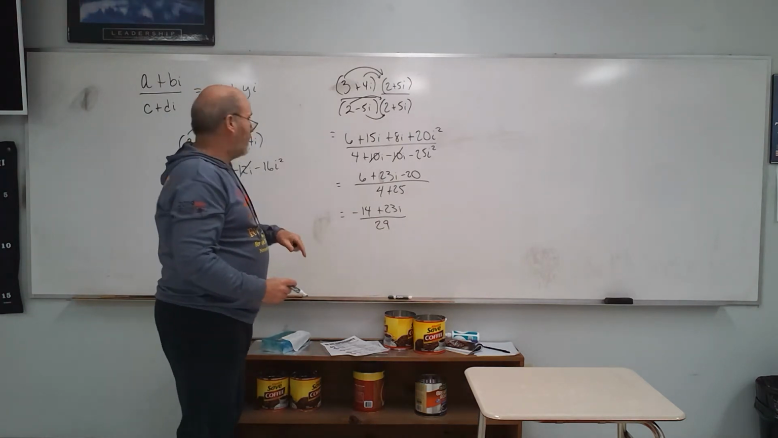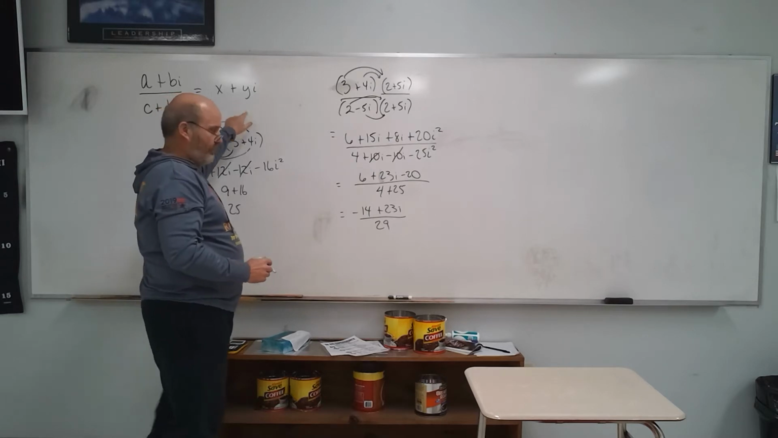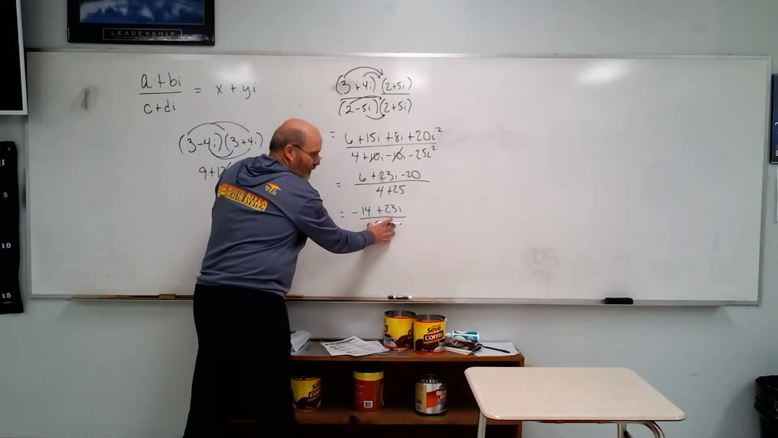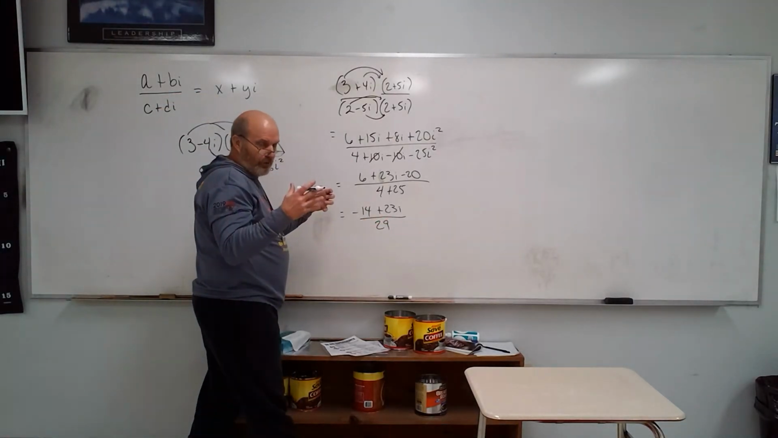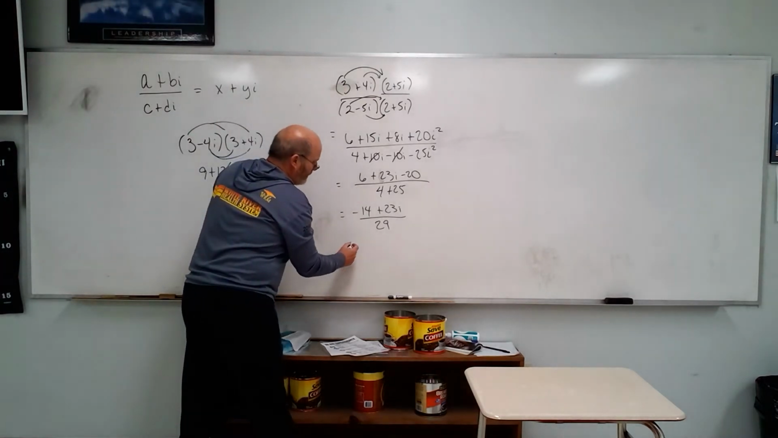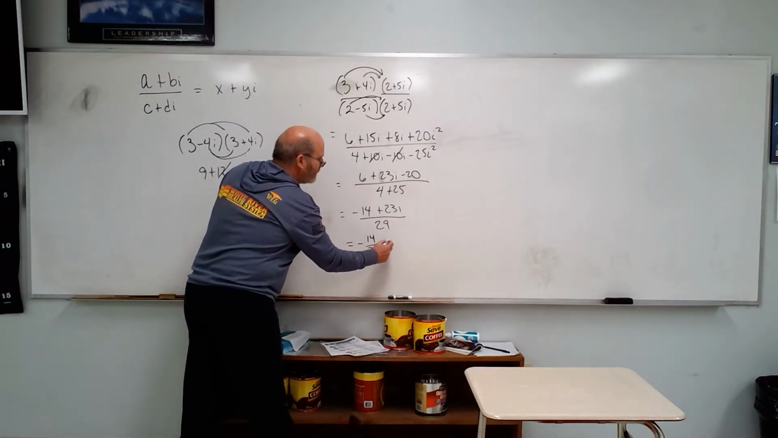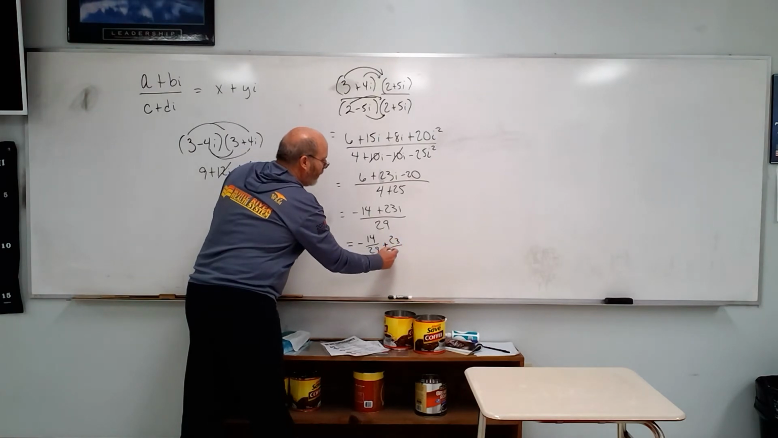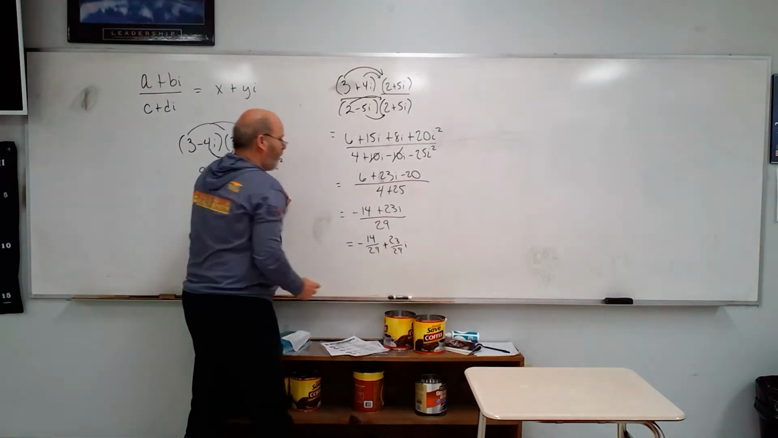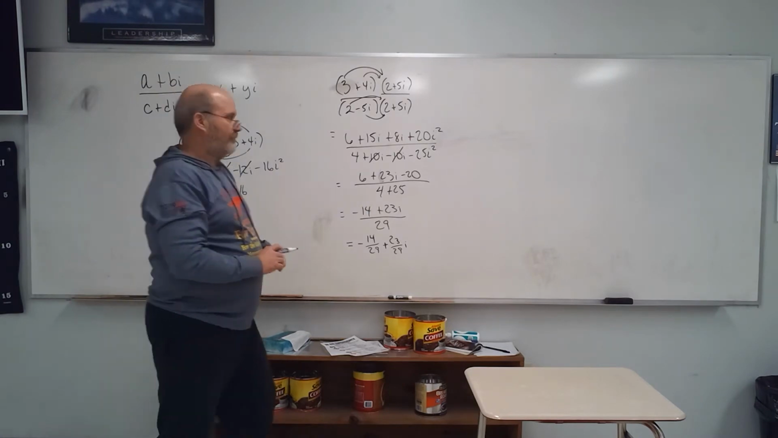Now I'm at a point where I can write it in the standard form of a complex number with a real part and an imaginary part, because the way we add fractions, when we have a common denominator, we add the numerators and keep the denominator the same. This is the same as negative 14 over 29 plus 23 over 29 i. That's how we're going to divide complex numbers.